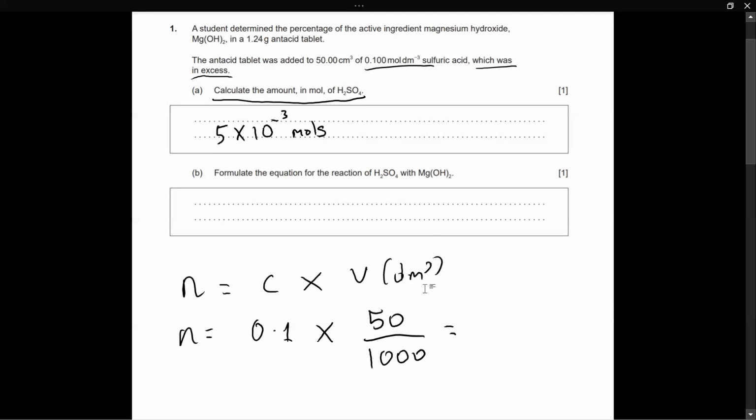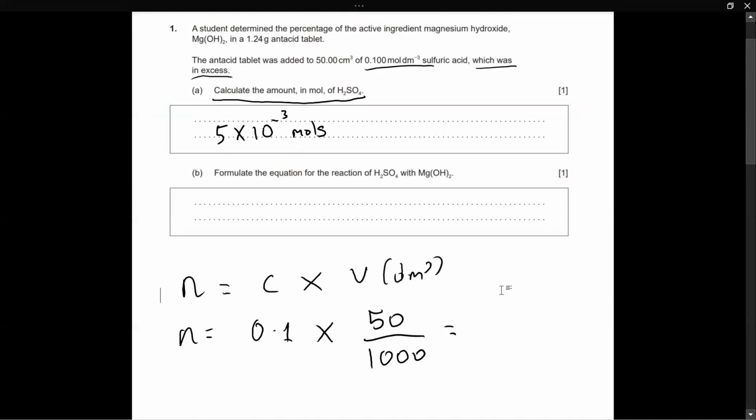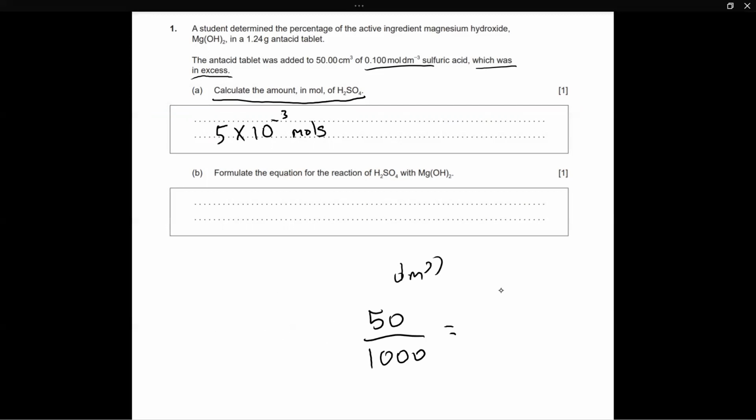Formulate the equation for the reaction of H2SO4 with magnesium hydroxide. Now, this is a question that I've seen come up a lot in exams. So they ask you to formulate equations for certain reactions. Now, if you have reached the part of acids and bases in your IB syllabus, you would know that when an acid reacts with a base, the reaction is known as a neutralization reaction.